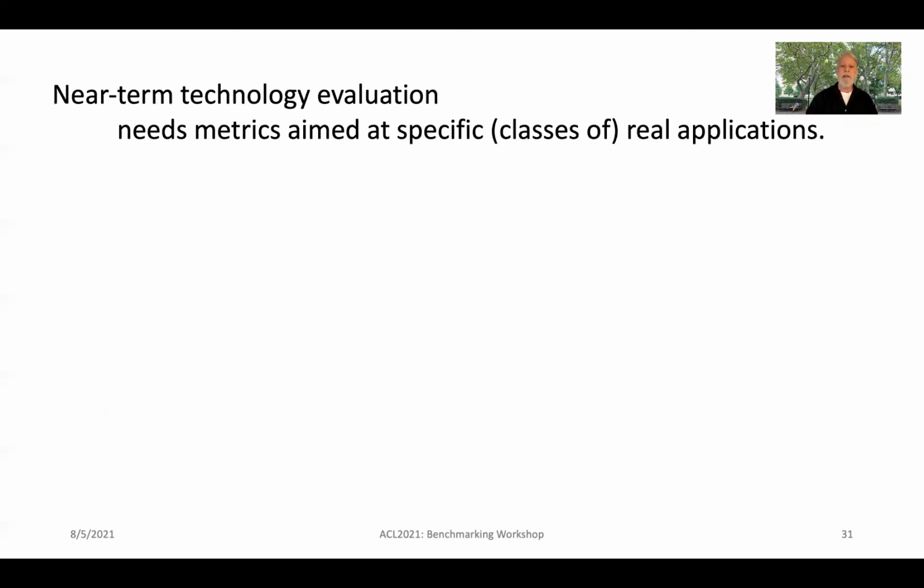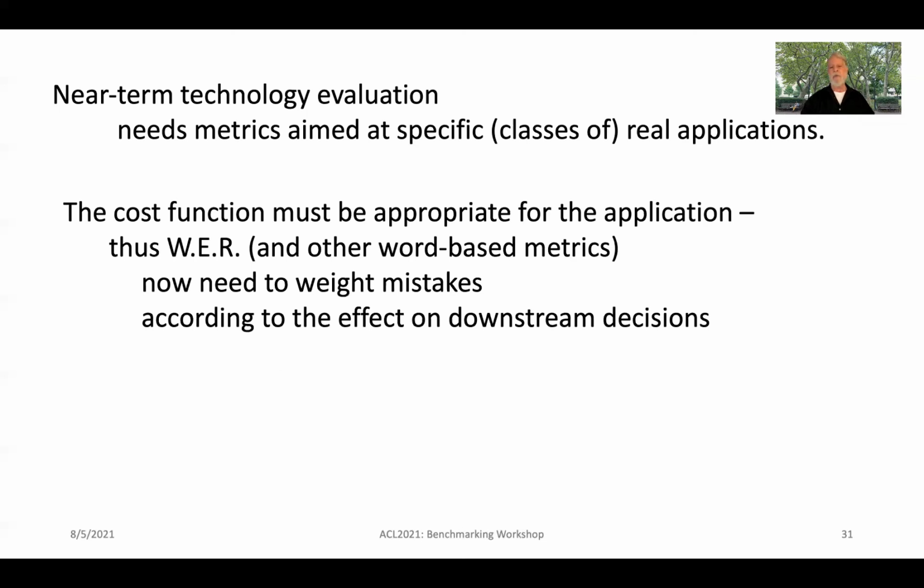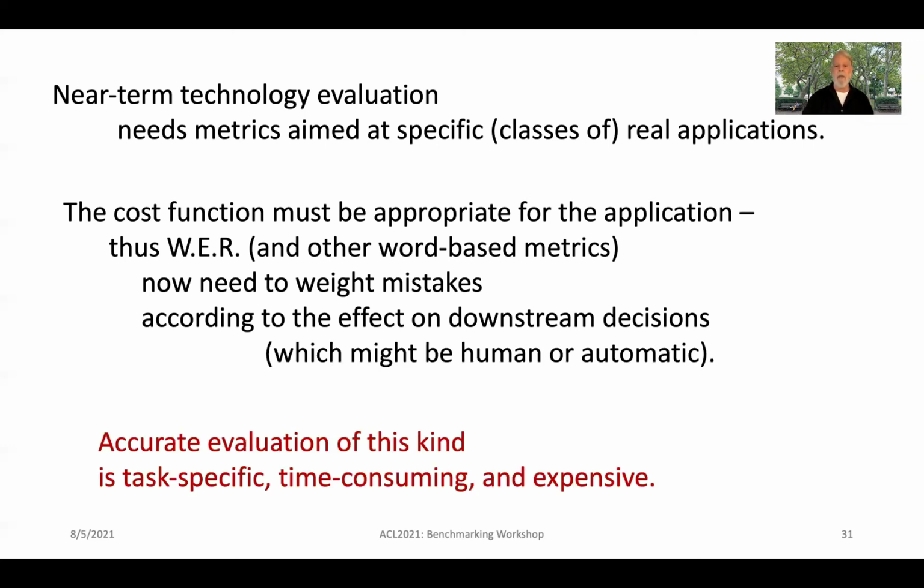Now, near-term technology evaluation needs a different kind of metrics that are aimed at specific real applications, or at least specific classes of real applications. Their cost function has to be appropriate for the application. For example, word error rate and word-based metrics of all kinds now need to weight mistakes according to the effect on downstream decisions, or indeed, perhaps we need to evaluate the effectiveness of the downstream decisions on their own terms. And these decisions might be human or automatic. Accurate evaluation of this kind is task-specific, time-consuming, and in general expensive.